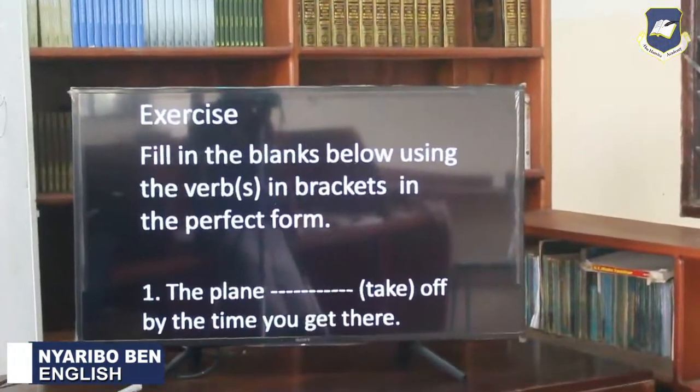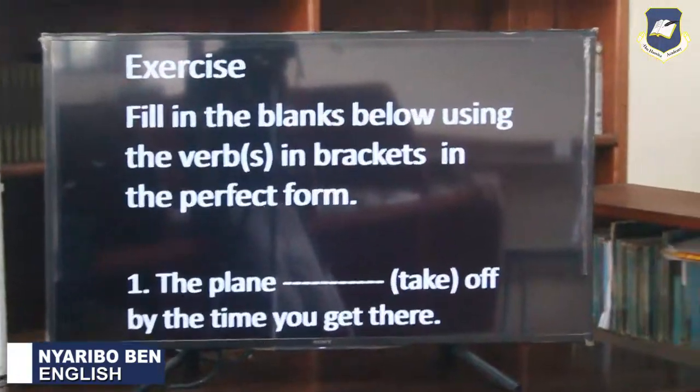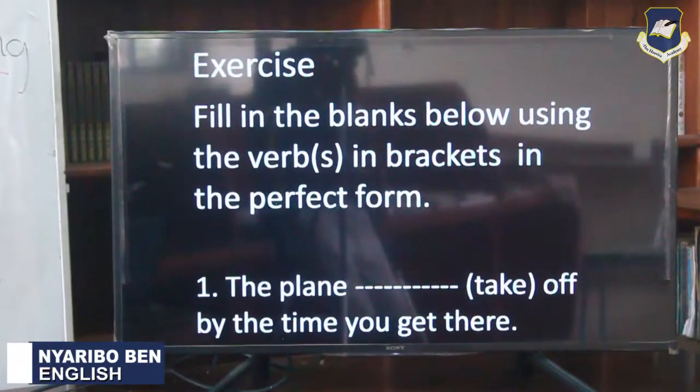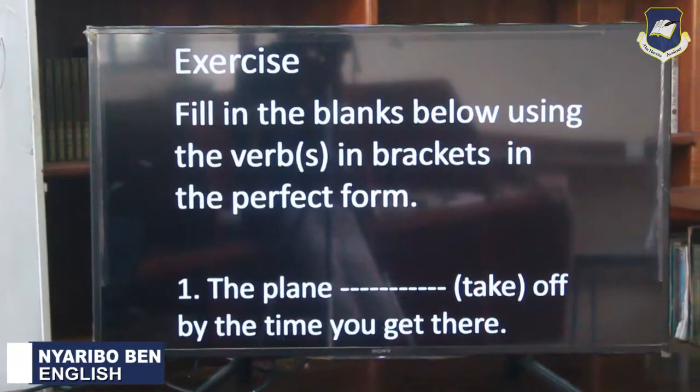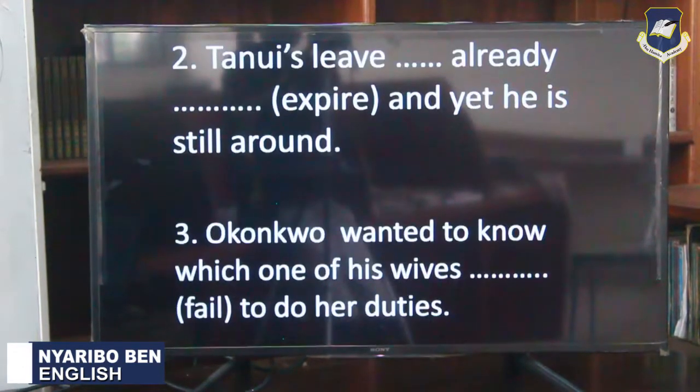Exercise, I want us to do this together. Fill in the blanks below using the verb or verbs in brackets in the perfect form. The plane dash off by the time you get there. By the time you get there, so you have not reached there. So our answer is the plane will have taken off by the time you get there.